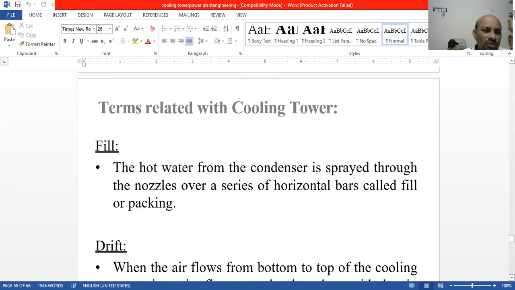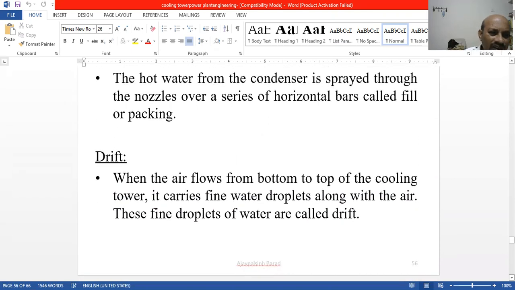Terms with cooling tower: fill will be there, drift will be there. What is the fill? The hot water from the condenser is sprayed through the nozzles over a series of horizontal bars, which is called fill or packing. So the hot water is going to be sprayed with the help of nozzles. Horizontal bars will be there, and those bars we are going to call fills or packing. We have seen the packing, so many packings of different sizes. We saw that, and the drift will be there.